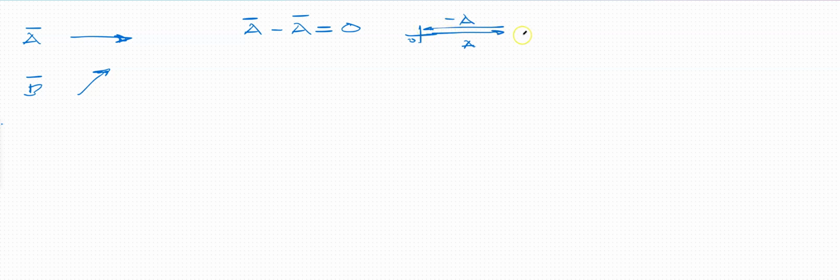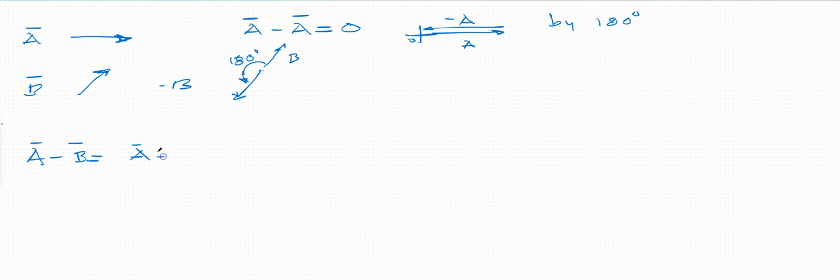So how do you make the negative of a vector? Just reverse the direction by 180 degrees. If this is B, minus B will be just the opposite: same magnitude, but opposite direction. This was B here, so this is 180 degrees and gives you minus B. So how do you do A minus B? How do you subtract two vectors? Basically, you do A plus the negative of B.